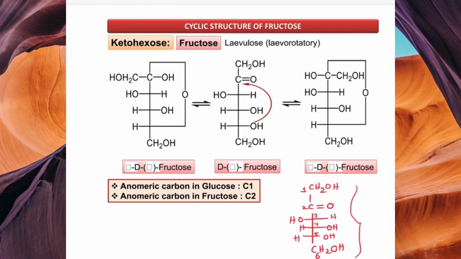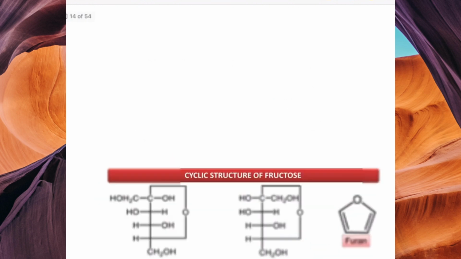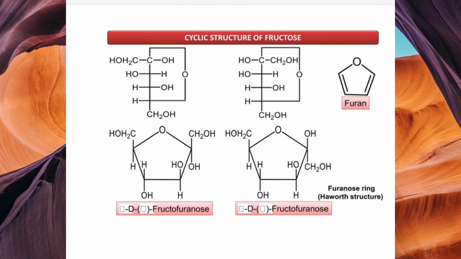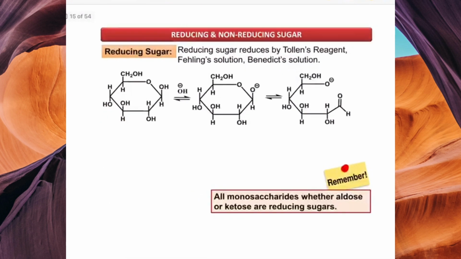So this is the structure of fructose, and already I discussed alpha and beta. OH group on the right hand side is alpha, OH group on the left hand side is beta. The anomeric carbon in glucose is C1 and the anomeric carbon in fructose is C2. Very, very important. This cyclic structure we are calling the pyranose structure. OH group on the right hand side we are calling alpha, left hand side beta. Pyranose means we have four carbons plus one oxygen.